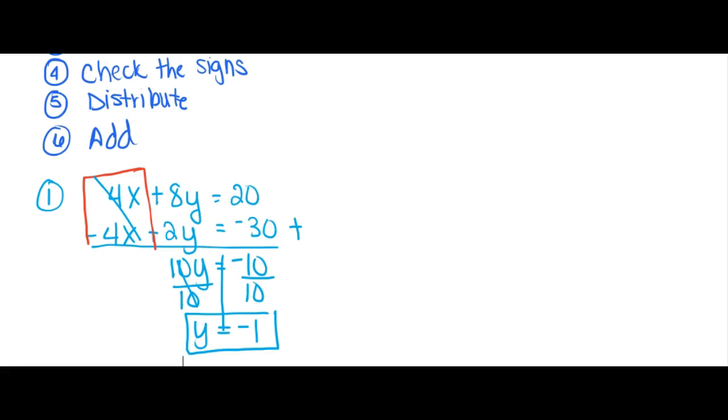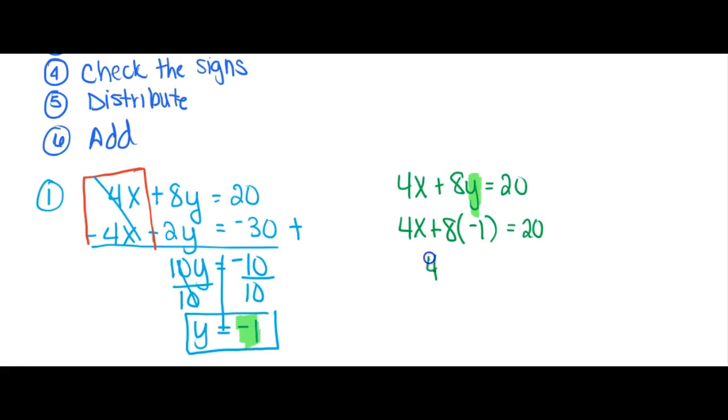Now in order to get my x, I have to take that and plug it into one of the original equations. For the ease and comfort, I'm just going to plug it into the first one. So equation A, which is 4x plus 8y equals 20. So this kind of goes back to our substitution. This y is going to be replaced with this negative 1. So it's going to say 4x plus 8 parentheses negative 1 equals 20. Remember, the parentheses means multiplication. So it's 4x plus negative 8 equals 20.